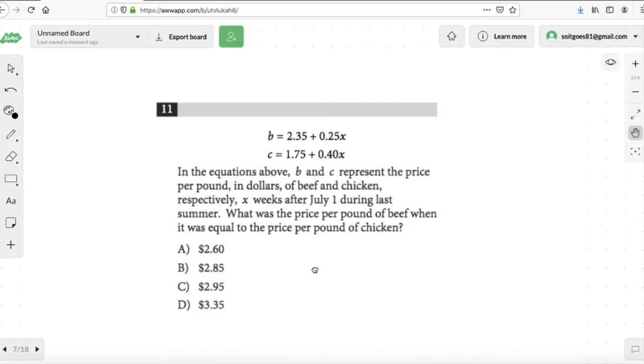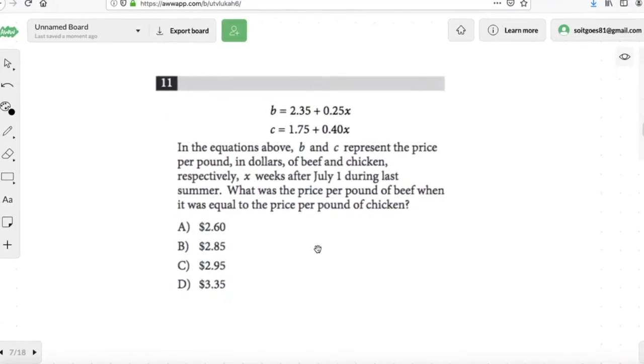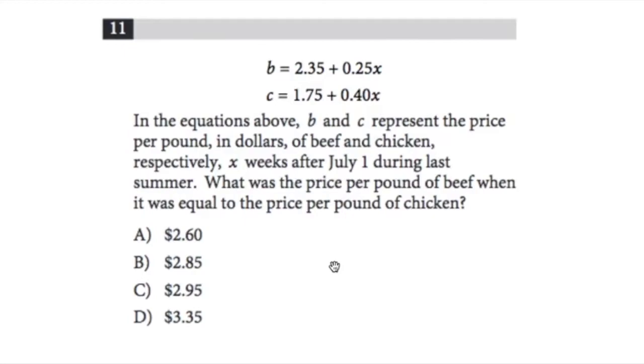Question number 11. Ooh, this one's a little bit different. Ariane, go ahead and read question number 11 for us, please. Okay. In the equation above, B and C represent the price per pound in dollars of beef and chicken, respectively, x weeks after July 1st during last summer. What was the price per pound of beef when it was equal to the price per pound of chicken?